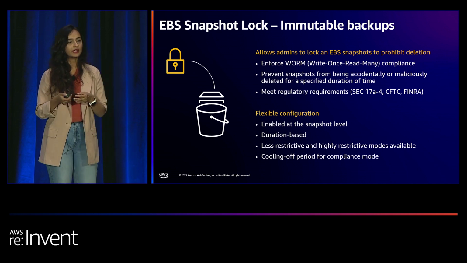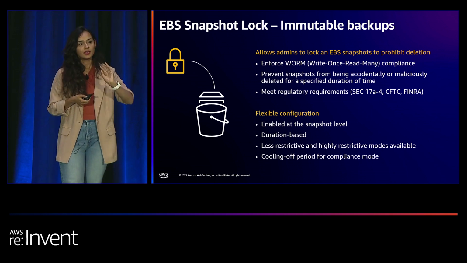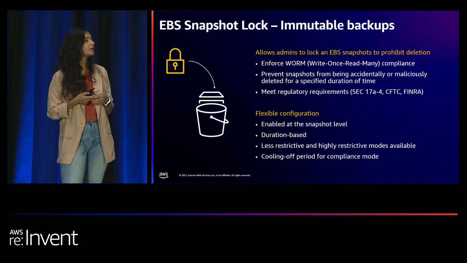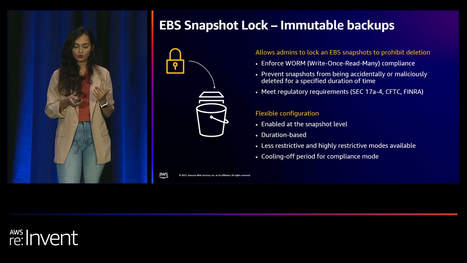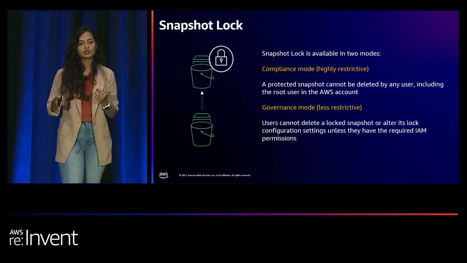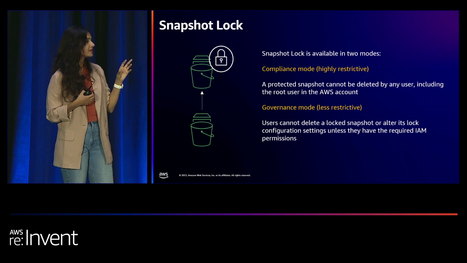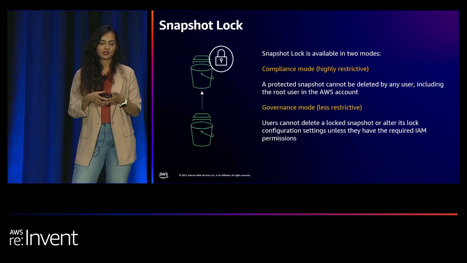All right, so now getting into how it can be configured. One thing to know about snapshot lock is that it is always duration based. You can lock a snapshot for a certain fixed duration, and it can be anything from 1 day to up to 100 years based on your requirements. The other thing to know about it is that it's available in 2 modes, depending on the kind of flexibility that you want. The 2 modes that are available today are compliance mode and governance mode. Compliance mode is the restrictive mode, and governance mode is the more flexible or less restrictive mode.